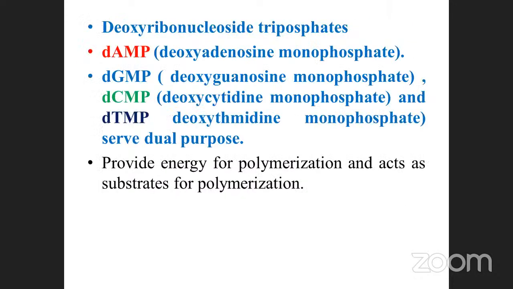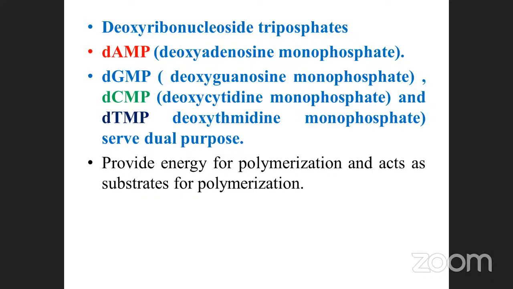See here, already we know about deoxyribonucleoside triphosphates. What are the types of deoxyribonucleoside triphosphate there? See that AMP, GMP, CMP, TMP. These are all nitrogen bases with monophosphate added: deoxyadenosine monophosphate, simply called dAMP, and also deoxyguanosine monophosphate, so dGMP, dCMP, deoxycytidine monophosphate, and the last one is dTMP, deoxythymidine monophosphate.